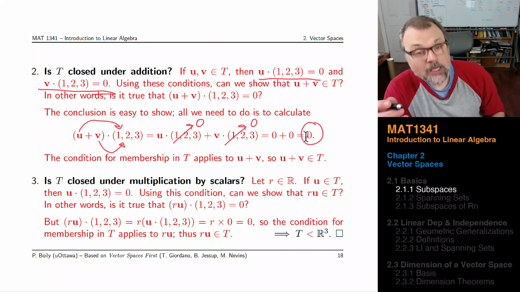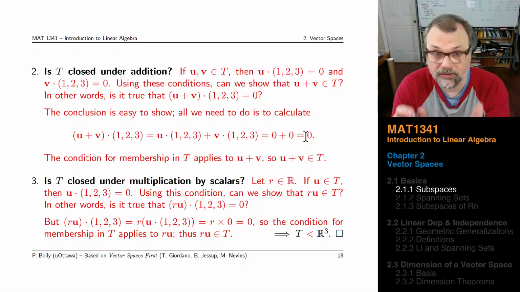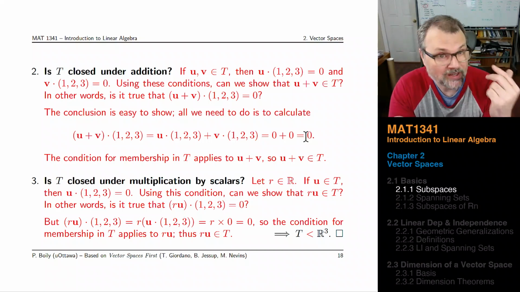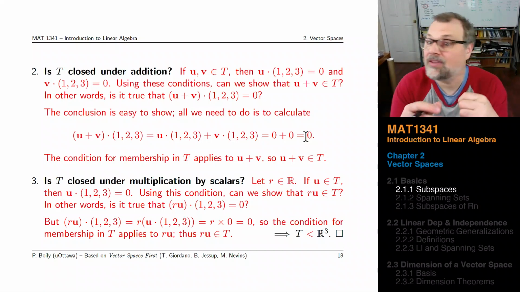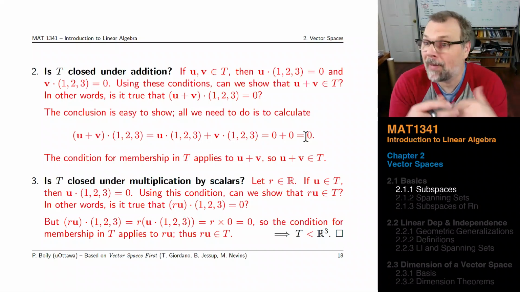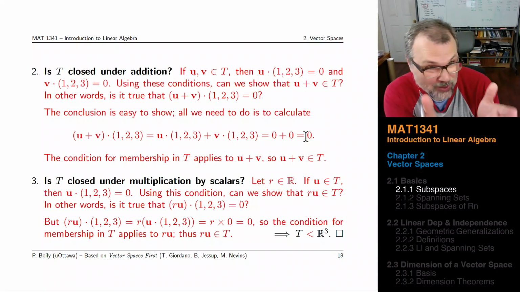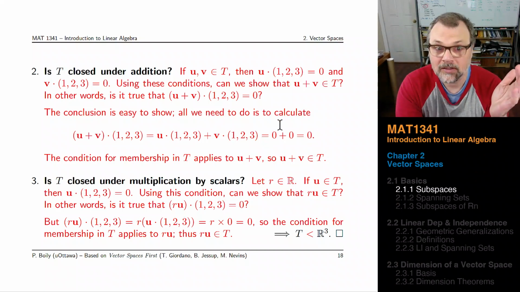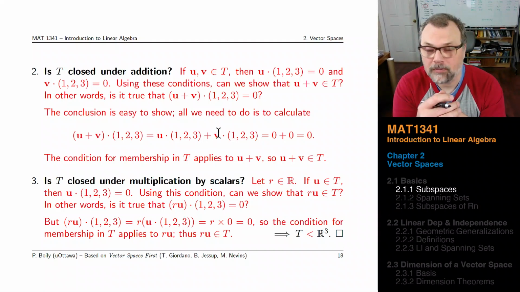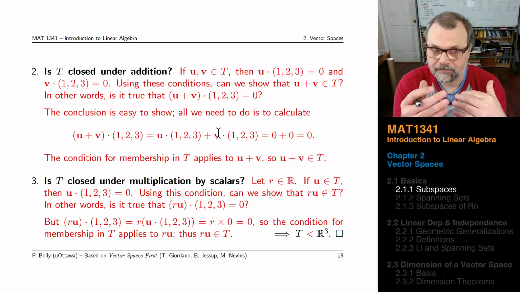And the only thing we used here to show that u plus v was in T was that u and v were both in T. Now the next time around, you'll have a different T or a different set, and the membership condition will be different. So you can't reuse exactly that thing. This applies to this specific set T. But the principle is the same.